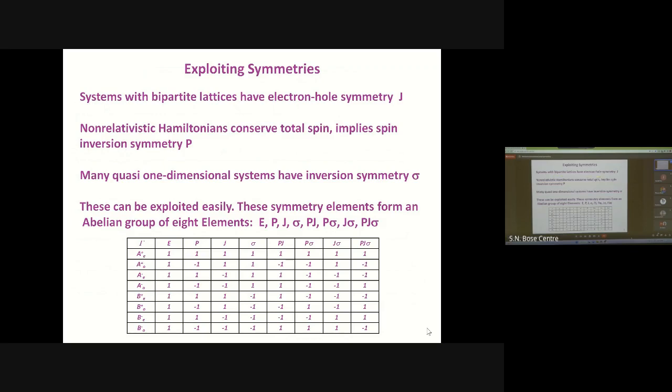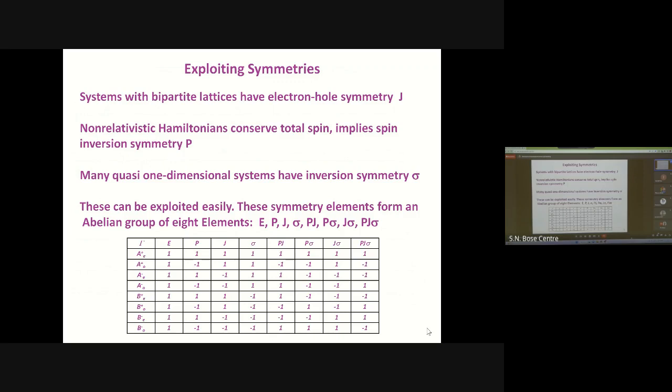The system is bipartite, so you have electron hole symmetry. I think I spoke about electron hole symmetry yesterday. And then if you have a non-relativistic Hamiltonian, total spin is conserved. It also implies spin inversion symmetry, that's in the MS equal to 0 sector. If you flip all the spins, then the Hamiltonian does not change. The Hamiltonian remains the same even if you flip all the spins, and that is a spin inversion symmetry.